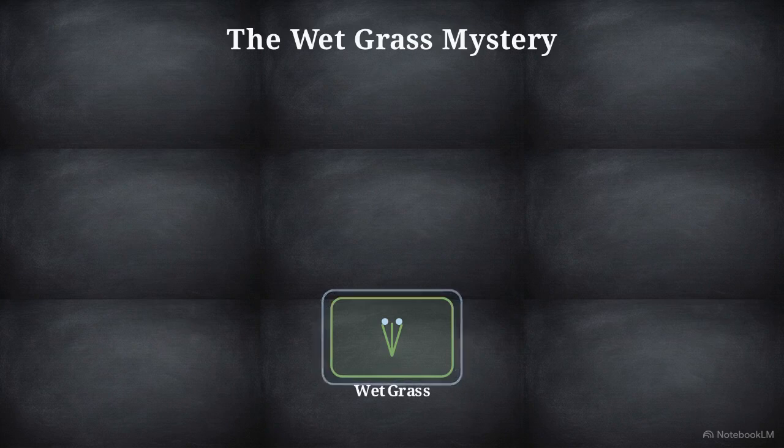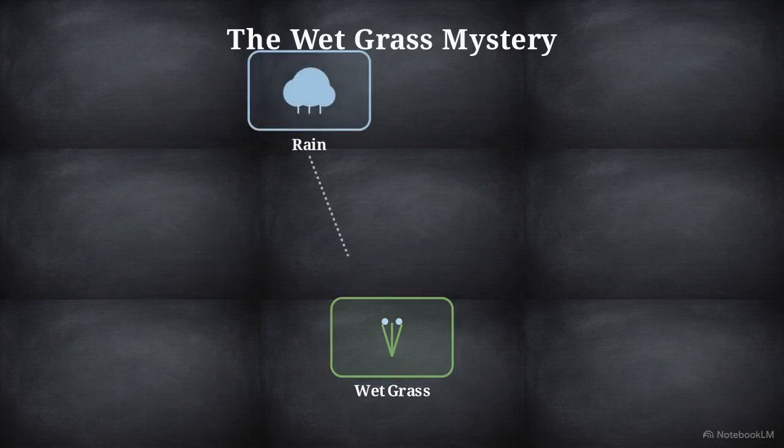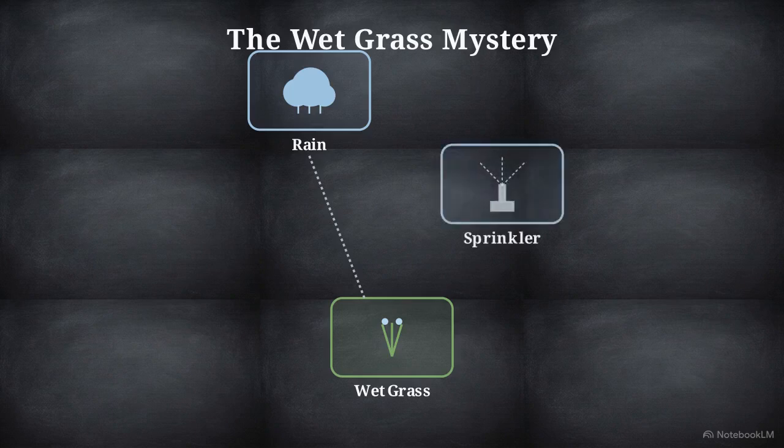This diagram illustrates a classic puzzle in computer science. You look out your window and see your lawn is completely soaked. Two immediate causes come to mind. It rained overnight, or your automatic sprinkler system turned on. But these two events are interconnected. If it rained heavily, a smart sprinkler system likely sensed the moisture and kept itself powered off.